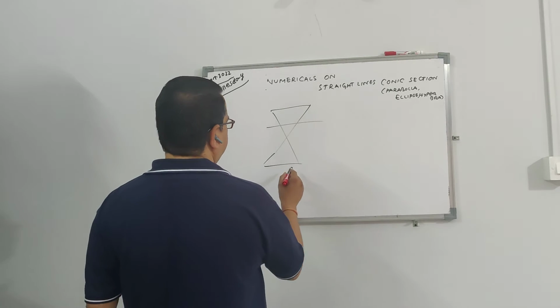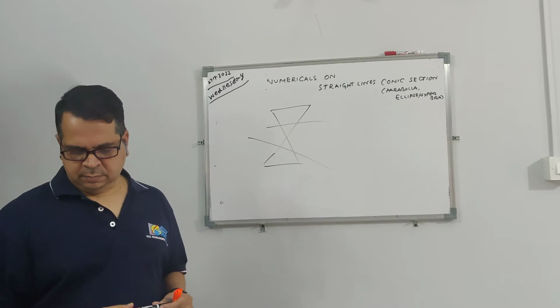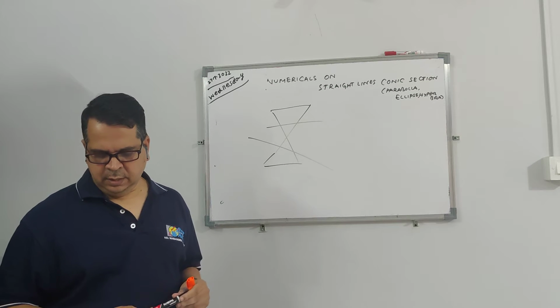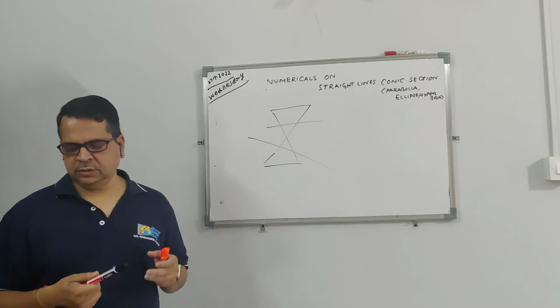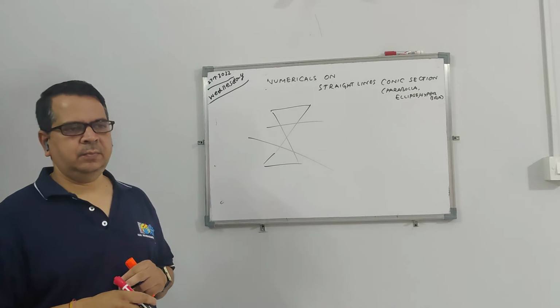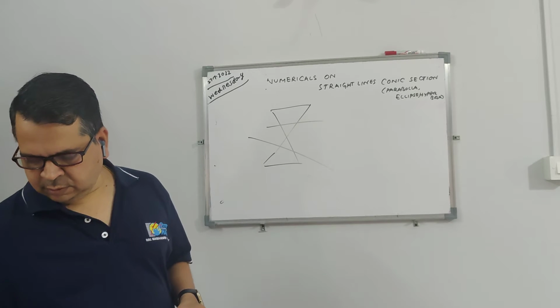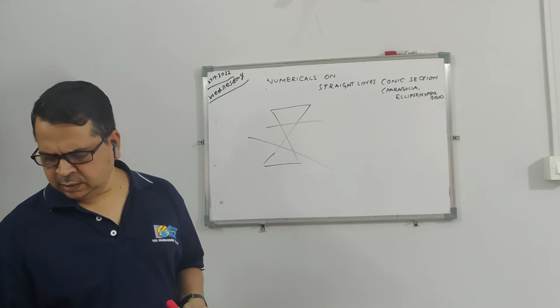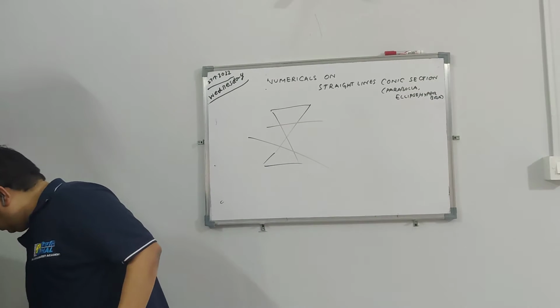If you take it like this or like this, you will find different sections. Those are called conic sections, which can be a circle or a parabola or a hyperbola or an ellipse. The simplest one is our circle. So what are the different standard equations of circle?